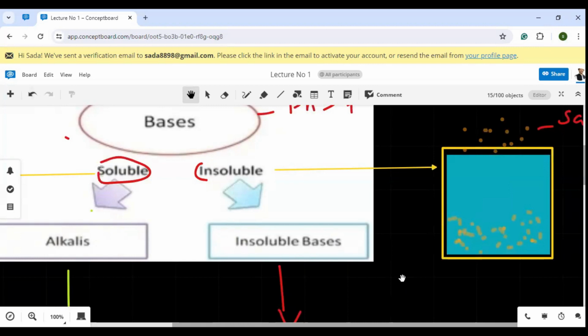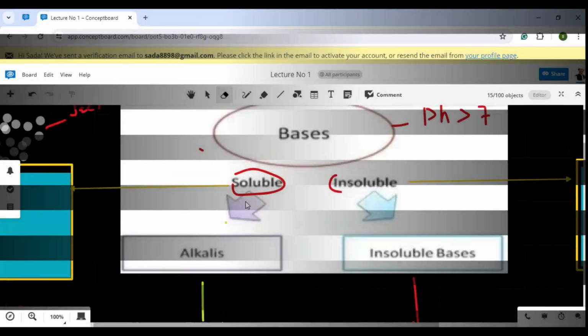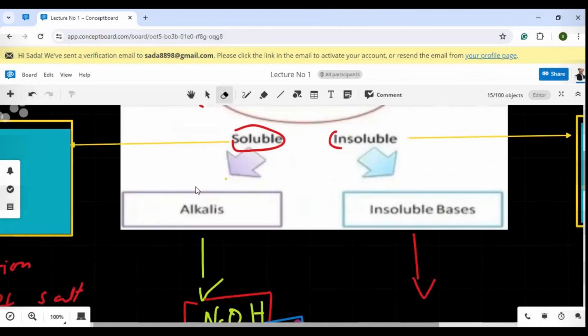Or, simply, we need to remember the rule: polar solute dissolves in a polar solvent and non-polar solute dissolves in a non-polar solvent. So bases, there are two types of bases. They are called soluble and insoluble.